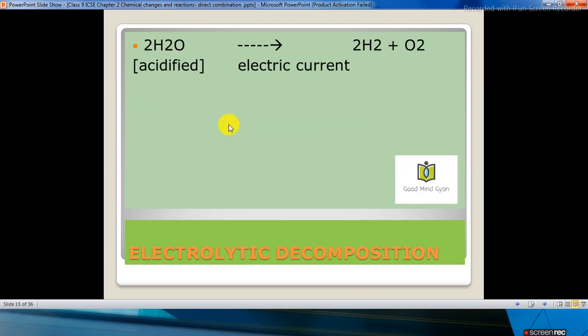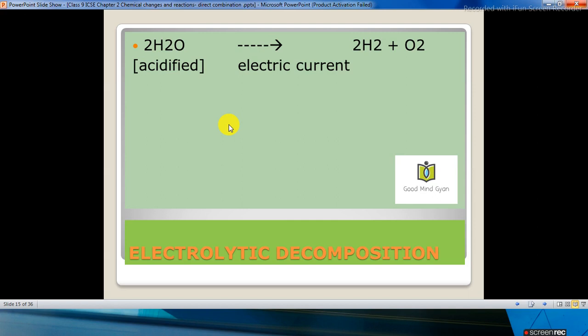Next is electrolytic decomposition, a decomposition reaction which is brought about by the passage of electric current. Here water is acidified. You are adding a few drops of sulfuric acid to the water. You can use a voltameter. In the voltameter, the water is placed with a few drops of sulfuric acid. Why do we add sulfuric acid? Because sulfuric acid allows the passage of electric current in a fast way.